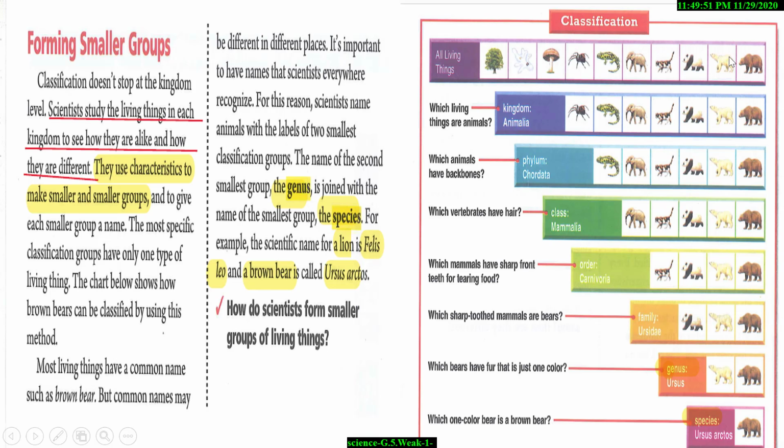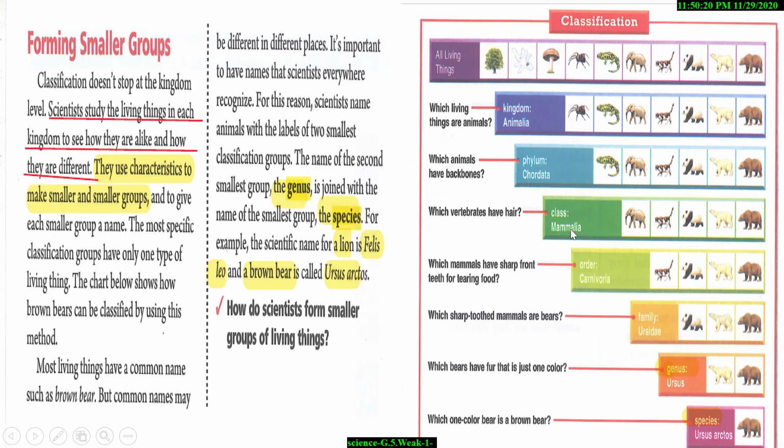Classification of the brown bear. The classification of all living things starts with the kingdoms. Which living things are animals? Kingdom is classified into phylum. Phylum: which animals have a backbone. Phylum is classified into class. Class: which vertebrates have hair.